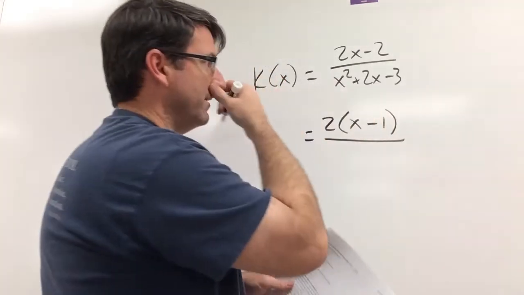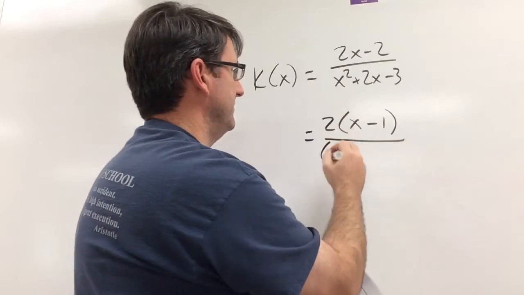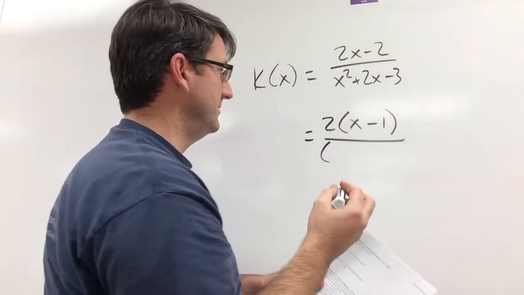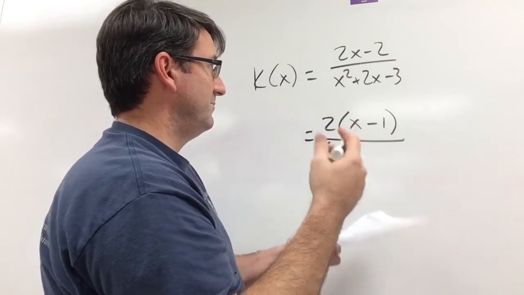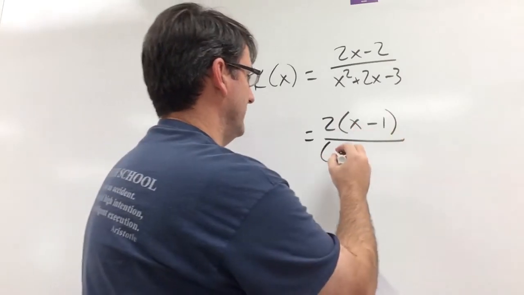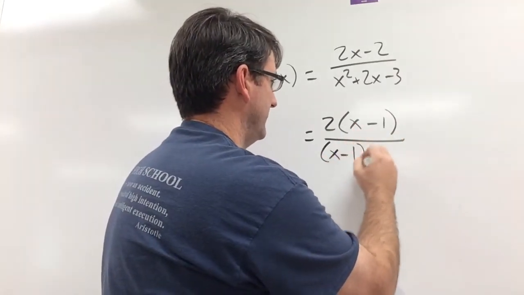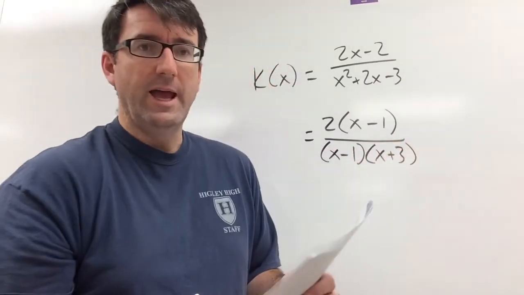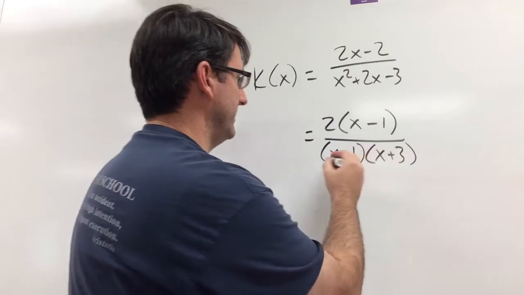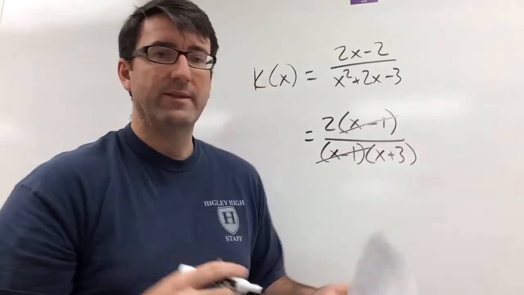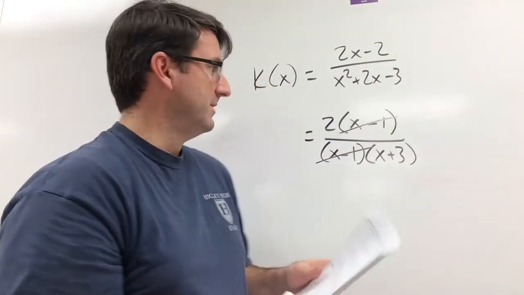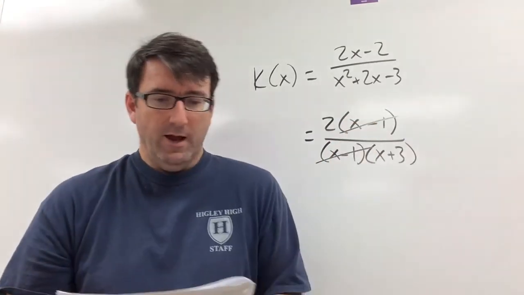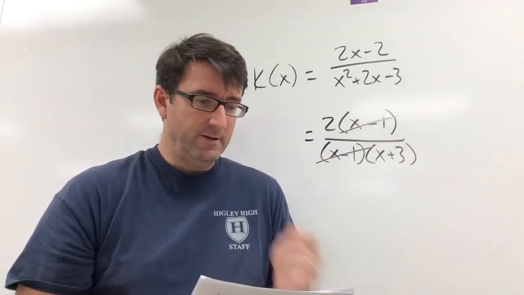And then on the bottom, we need two numbers that multiply to negative 3 and add to 2. That's going to be positive 3 and negative 1. So we get (x minus 1) times (x plus 3). Okay, and then notice that we've got an x minus 1 on the top and on the bottom, so we can eliminate those. They divide to 1. All right, so now let's jump into the problems.